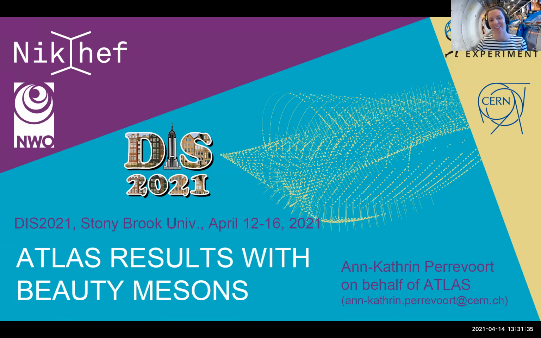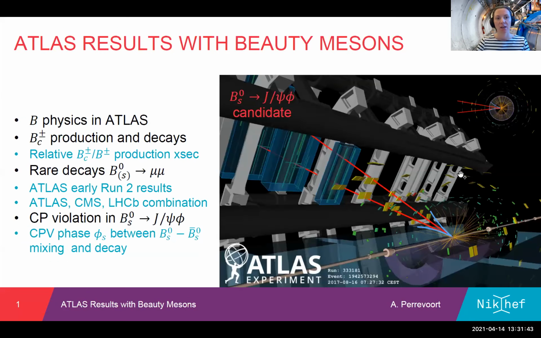Perfect. Okay. It's my pleasure to present today ATLAS results with beauty mesons. A quick overview of the talk. I will give a very short introduction about the B-physics program in ATLAS. And then I will show 3 analyses that we've performed. One is on the relative B_c over B production cross-section. There's a measurement of the rare decays B and B_s to mu mu with ATLAS early Run 2 data, but also in combination with results from CMS and LHCb, and the measurement of CP violation in B_s to J/psi phi decays.